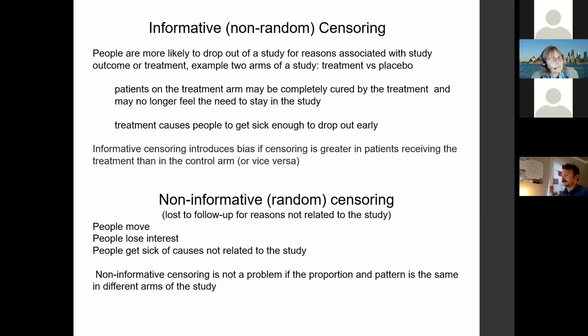Informative versus non-informative, or non-random versus random censoring. Censoring is not a problem. It's just inevitable when you have a prospective study, and the longer you study people, the more likely you're going to have people dropping out. But if it's non-informative, like they move to Milwaukee or they lose interest or they get sick for other things, that's to be expected.